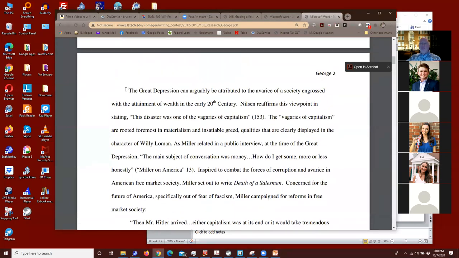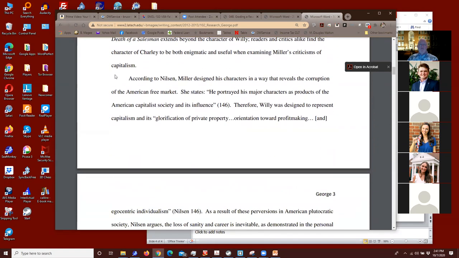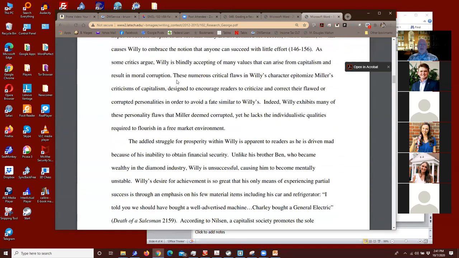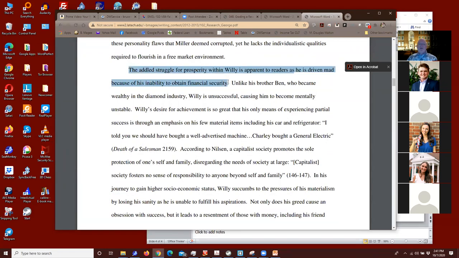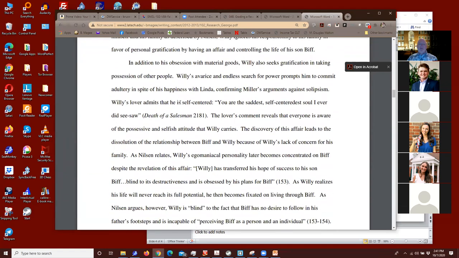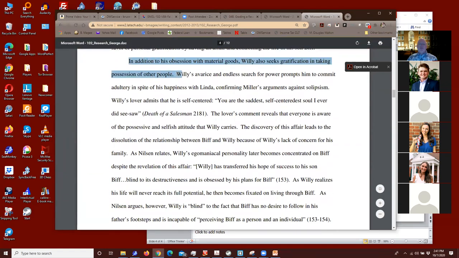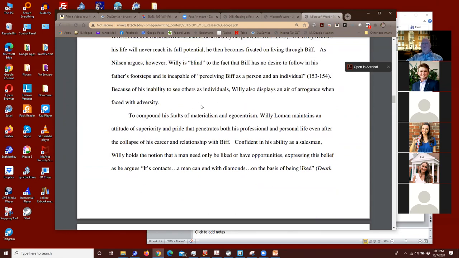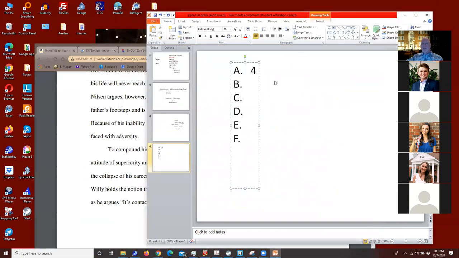All right. So I'm going to look at my first sentence. The Great Depression can arguably be attributed to the avarice of a society engrossed with the attainment of wealth in the early 20th century. So that's the background for the play. According to Nielsen, Miller designed his character that reveals the corruption of the American free market. So that's a topic sentence. The added struggle for prosperity within Willie is apparent to readers as he is driven mad because of his inability to obtain financial security. In addition to his obsession with material goods, Willie also seeks gratification in taking possession of other people. So do we seem to have good, strong thesis statement topic sentences going here?